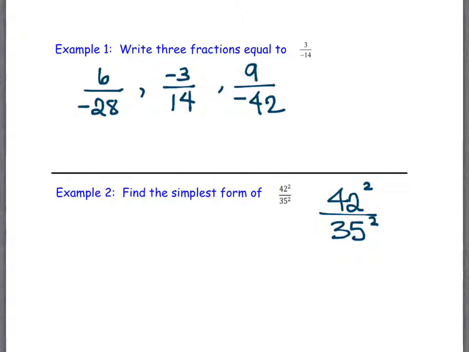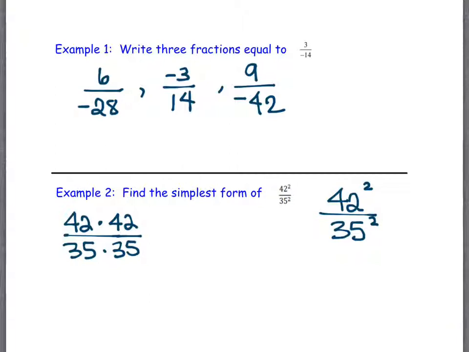So it's a little bit tempting to just cancel out the squareds. That would not be correct. You can't do that. There's no property that allows that. But what we could do is, instead of writing it as squared, we could write it as multiplication. So we could write this instead as 42 times 42 over 35 times 35. That would be perfectly acceptable, okay?